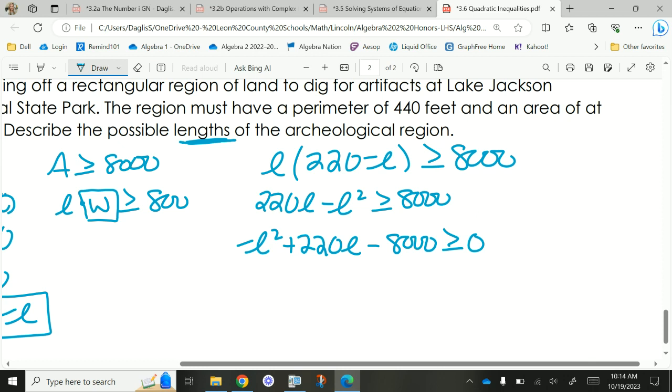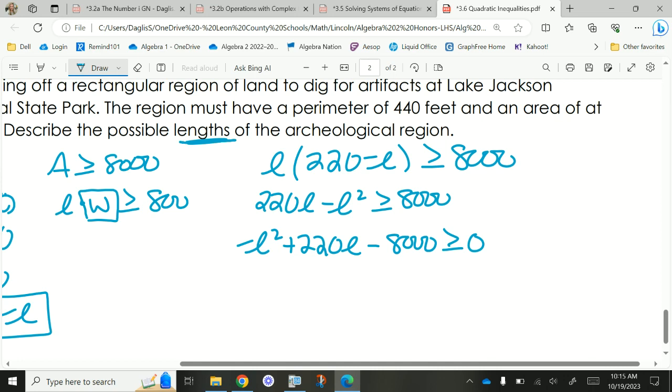All right. This doesn't seem like fun numbers, does it? Can you think of something that multiplies to give you 8,000 and adds to give you 220? No, because there isn't. So what we're going to do is we're going to use our calculators. We're going to graph this and go from there to find our intercepts.